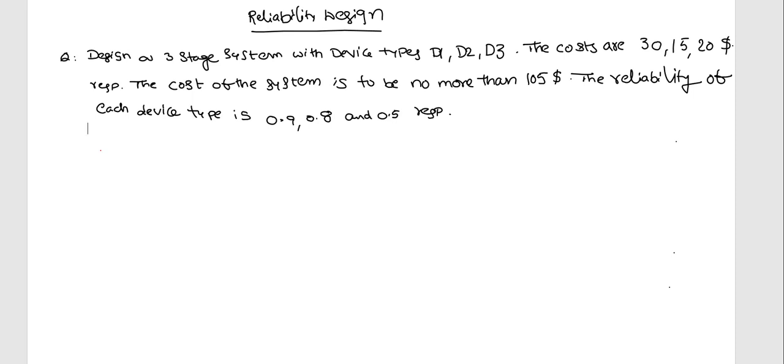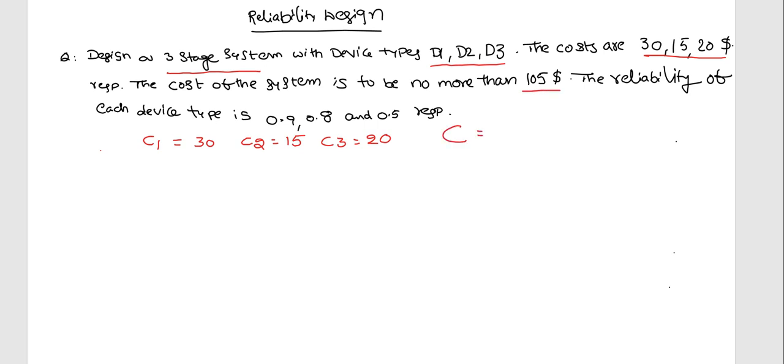Now we will consider an example. The concept is to design a three-stage system with the device types D1, D2, D3. These are the three devices and the costs are 30, 15, 20 respectively. Assume C1 is equal to the cost of device 1, that is 30, C2 the cost of device 2 is 15, C3 the cost of device 3 is 20.